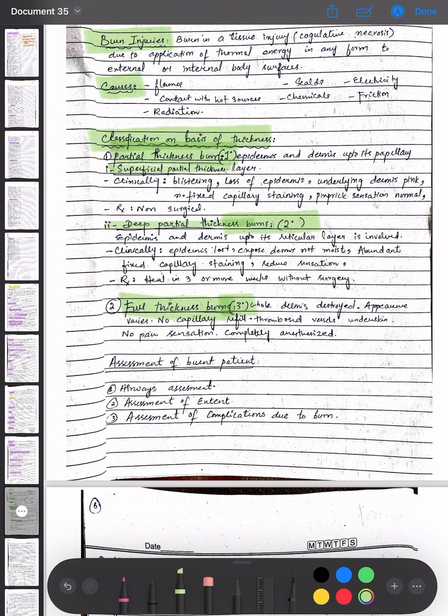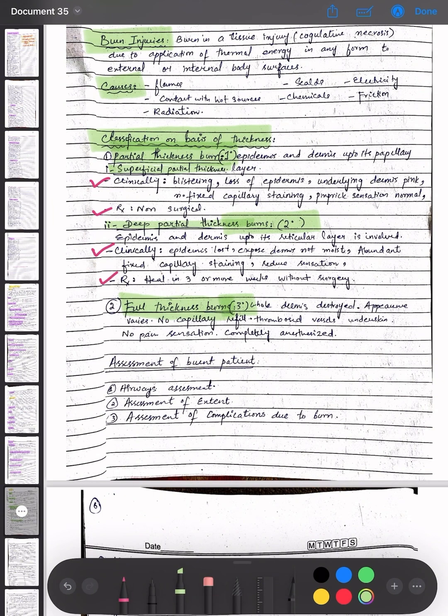Okay, so we have classified burns into 2 main types. The first is partial thickness burn, and the second is full thickness burn, that is 3rd degree. The partial thickness burn is classified further into 2, superficial partial thickness and deep partial thickness. The superficial partial thickness is 1 degree burn and the deep partial thickness is 2 degree burn. Then we have discussed its clinical presentation and its treatment, and the same goes for the others.